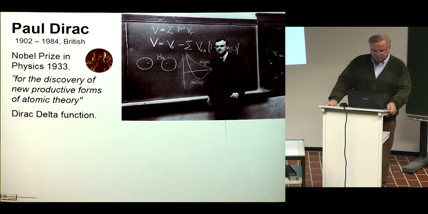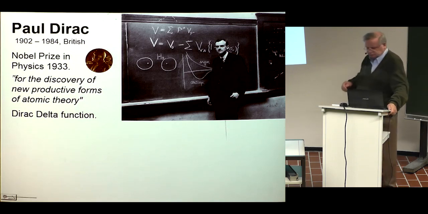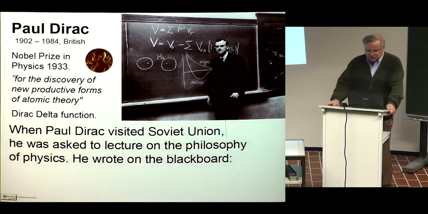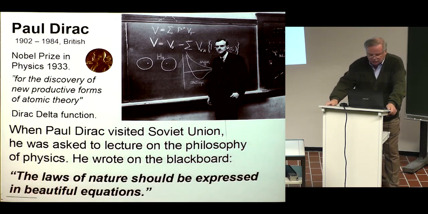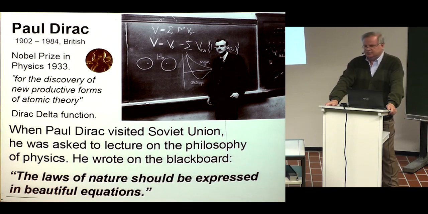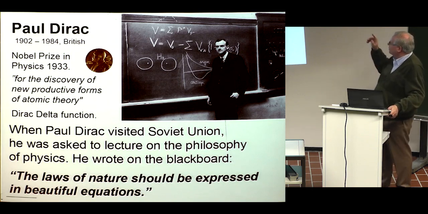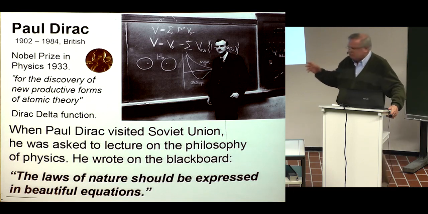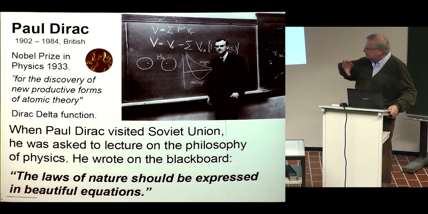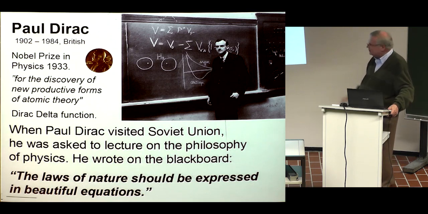Paul Dirac, who was a British physicist who received the Nobel Prize in physics for the discovery of new productive forms of atomic theory, the Dirac delta function, visited the Soviet Union and he was asked to lecture on the philosophy of physics. And he wrote on the blackboard, "The laws of nature should be expressed in beautiful equations." I agree with this. So the beautiful equations are the equations for the bioelectric and biomagnetic field when they are given in those forms which we worked out with Plonsey. Whichever you think is beautiful, but I think that was beautiful.